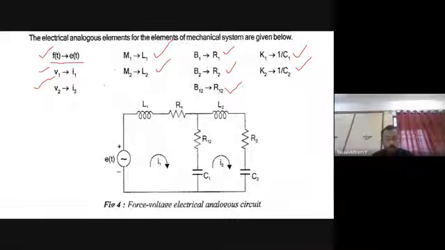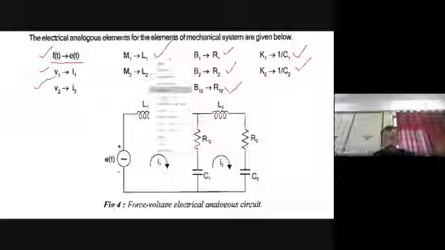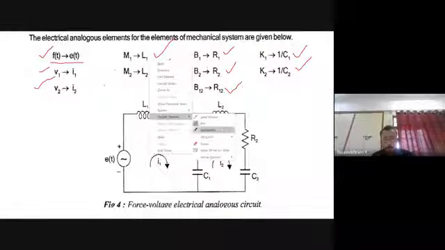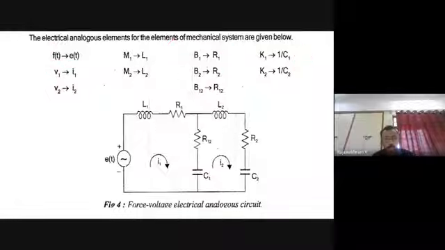So first one, E of t. What is E of t? It is the input of the electrical system. There, there is only one input, F of t. For M2, the applied force is 0. So for the electrical system, the same thing, only one input. Therefore, we are connecting only one source, E of t.